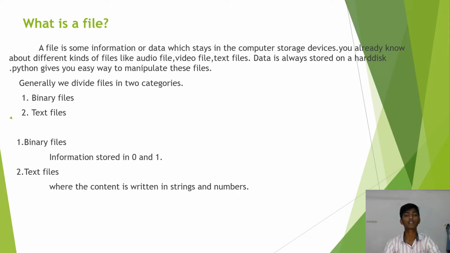Generally, we divide files into two main categories. The first one is binary files and the second one is text files. What is a binary file? A binary file is information stored in terms of zeros and ones, whereas in a text file the content is written in terms of strings and numbers.